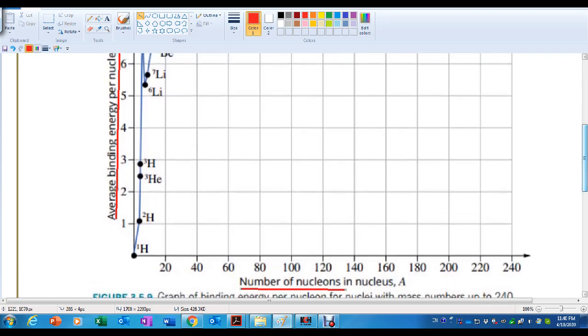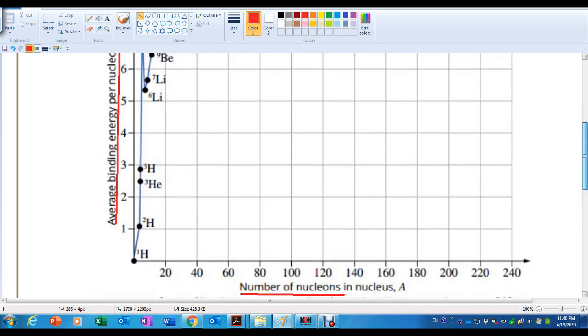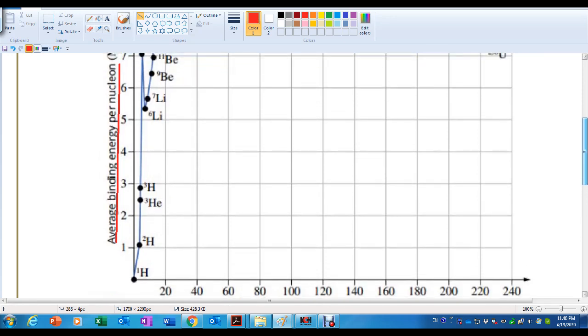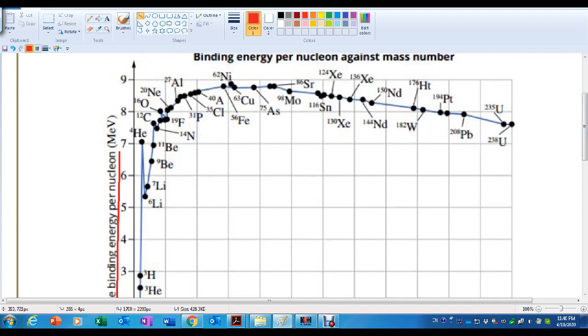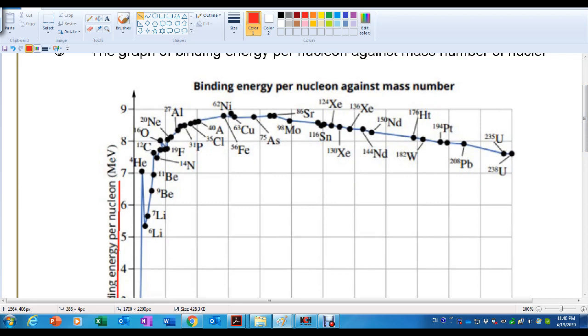Okay, so you see when the mass number is very small, that means lighter nucleus, the binding energy per nucleon increases rapidly. And they keep increasing up to a certain point, around nickel or iron, copper, and then they fall again. So from this figure, which group of nuclei are the most stable group?